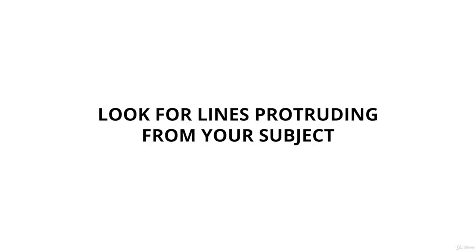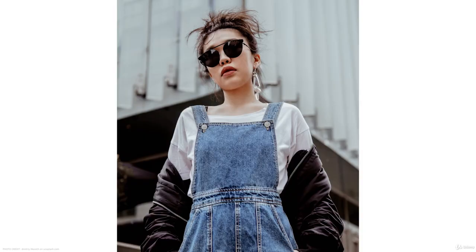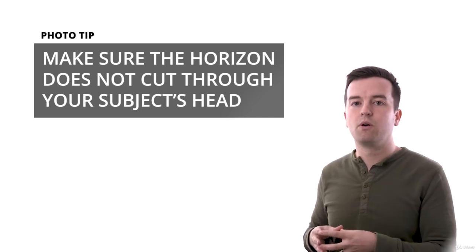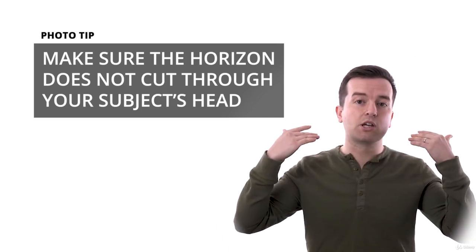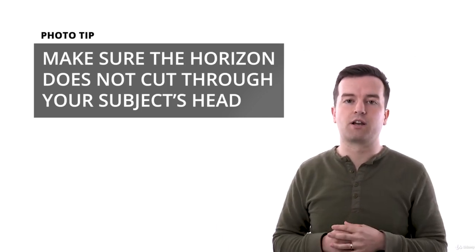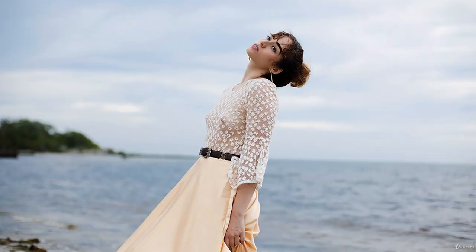Next, look to see if there are any lines protruding from your subject. If you're photographing a person, are there any tree branches, power lines, or anything else like that coming from behind the person's head? Next, and similarly, where is your horizon? If you want the sky to be in your photo, make sure the horizon doesn't cut through the head of your subject. Drop down to get more of the sky and have the horizon lower, or cut it out completely by getting up a bit higher.